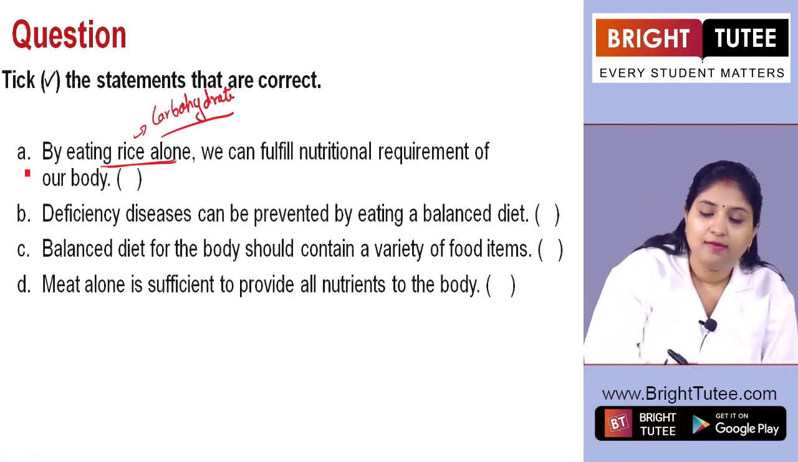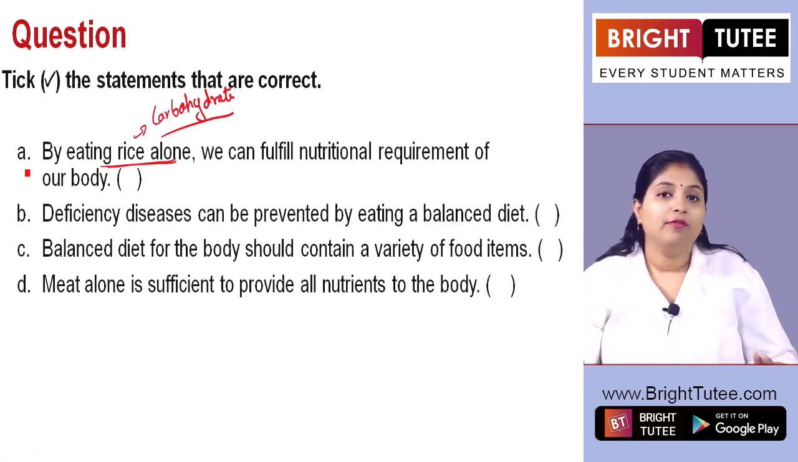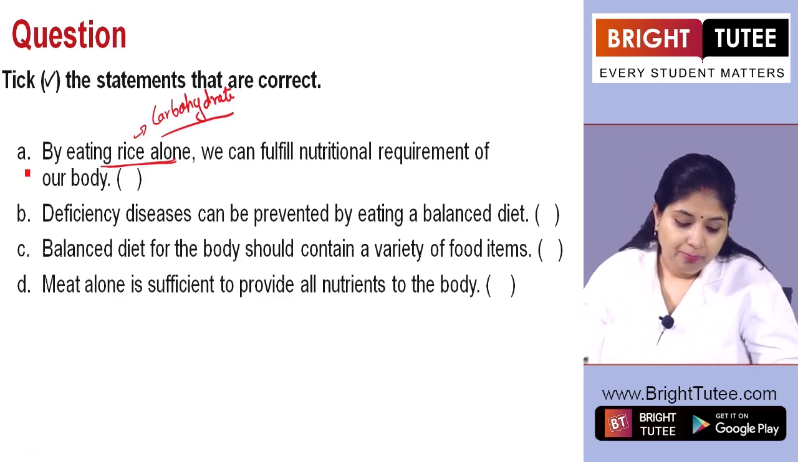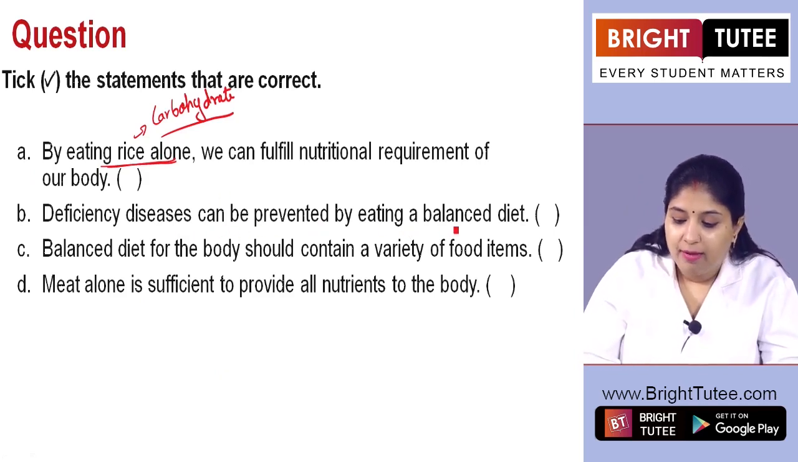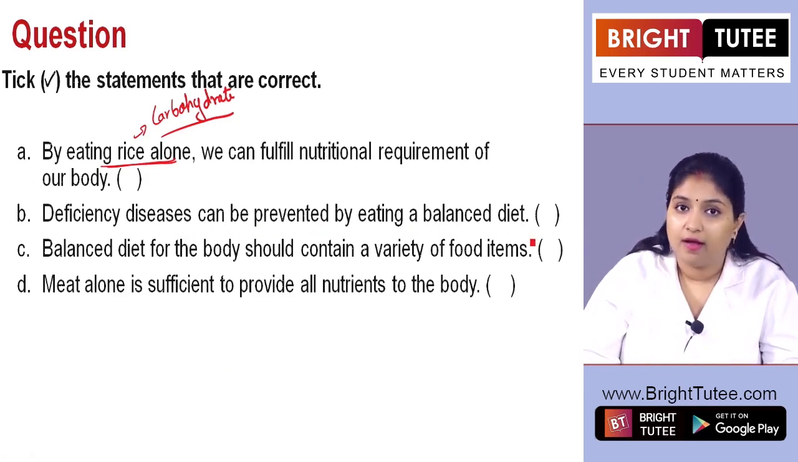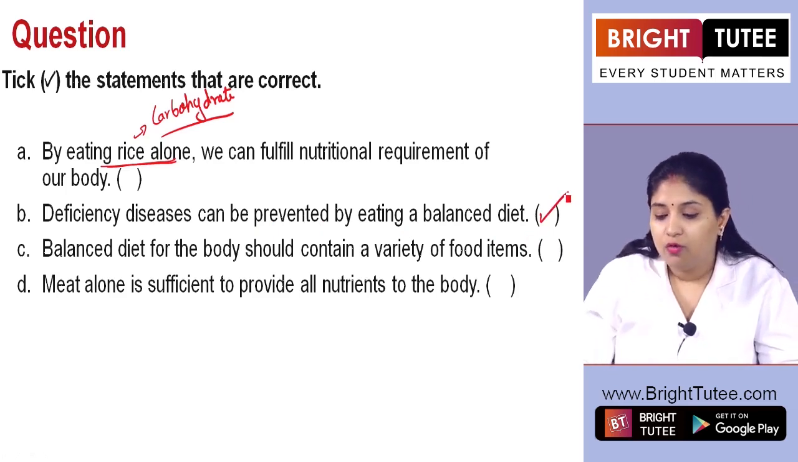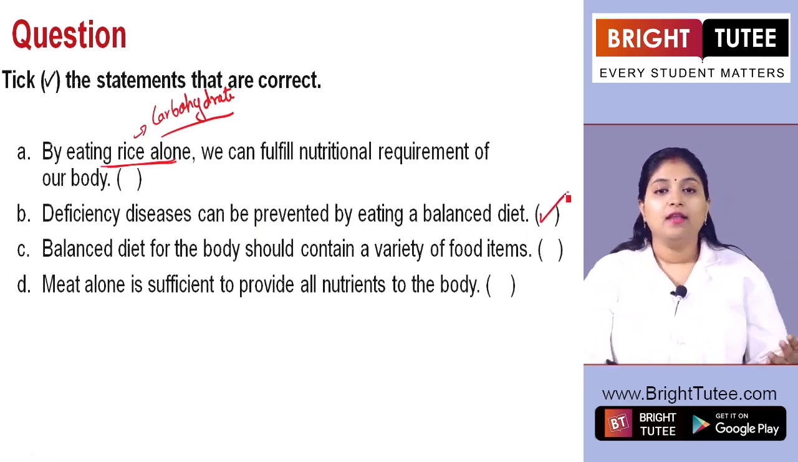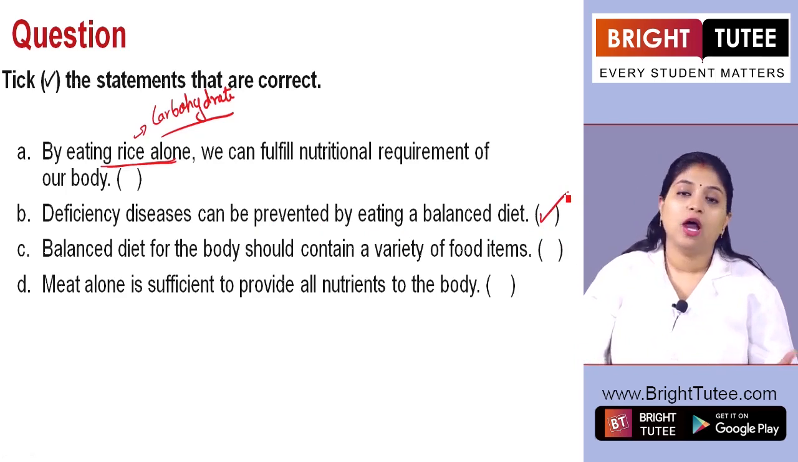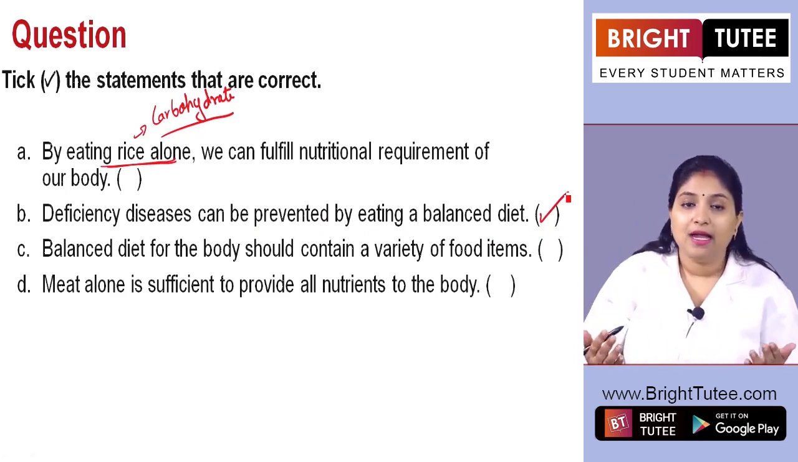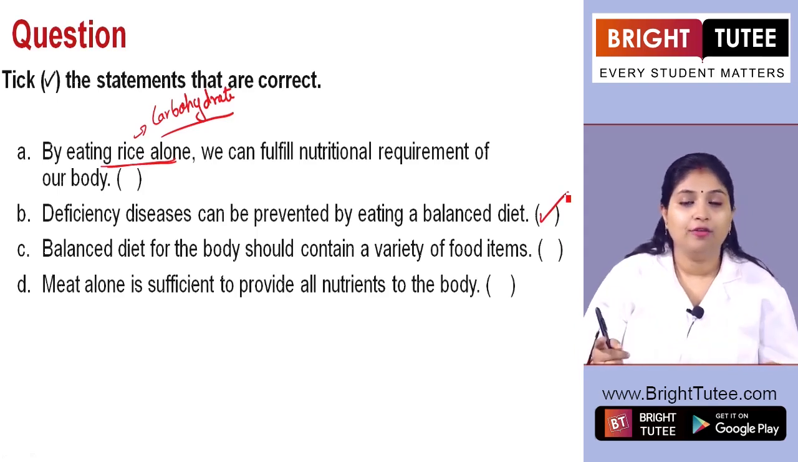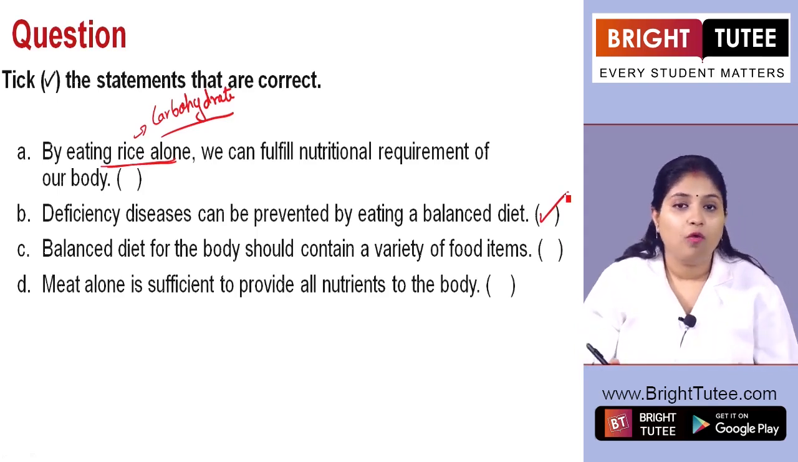So that means that this statement is wrong, and that is why we are not going to put a tick in front of it. Next question. Deficiency diseases can be prevented by eating a balanced diet. So this is a correct statement, because we know that a balanced diet contains all the kinds of nutrients which our body requires, and that is why if we are regularly eating a balanced diet, we will not suffer from any kind of deficiency, and hence we will avoid any kind of deficiency disease.